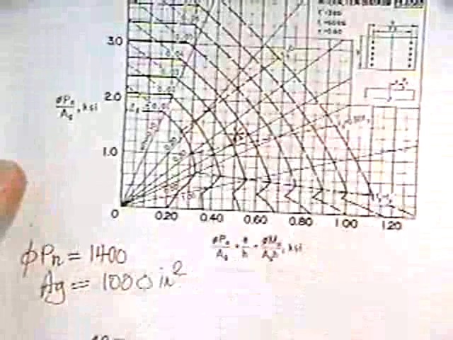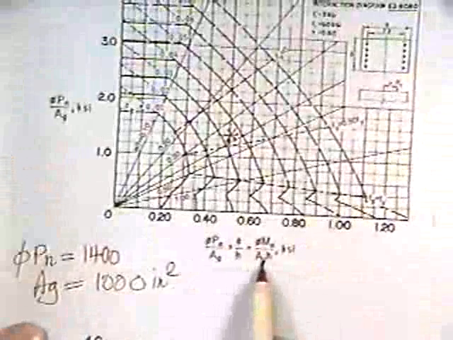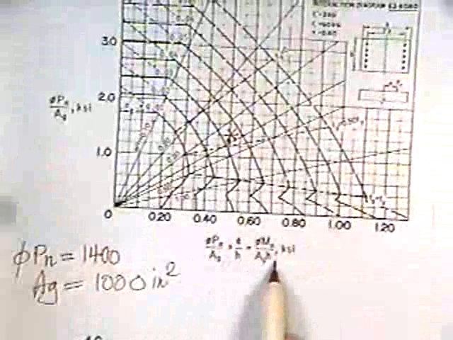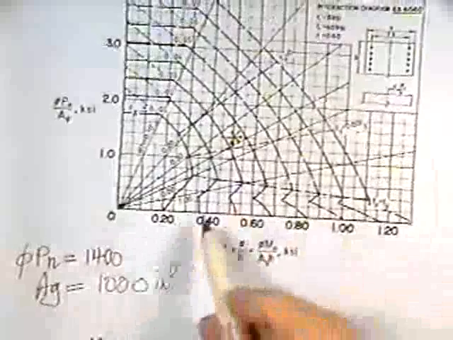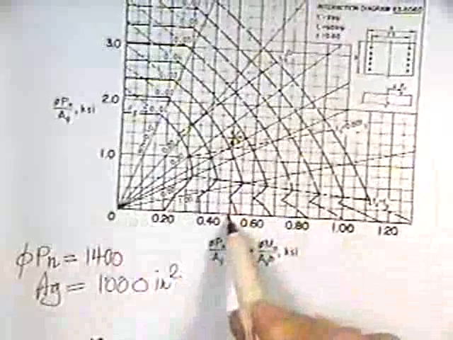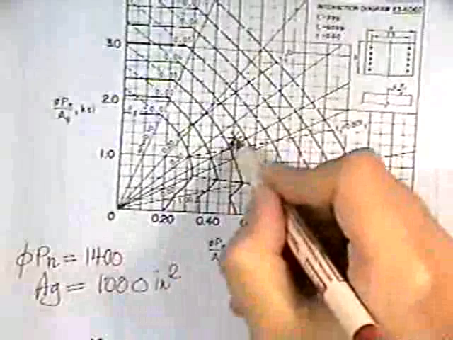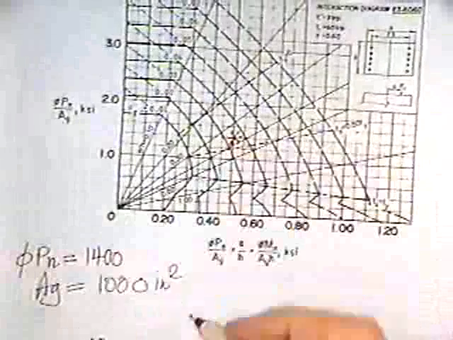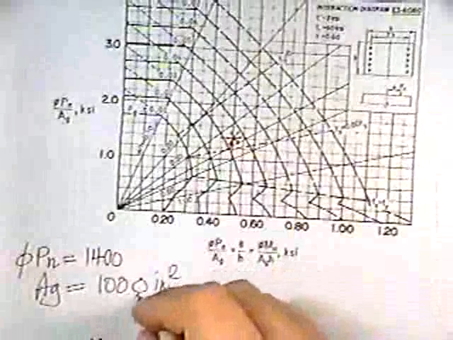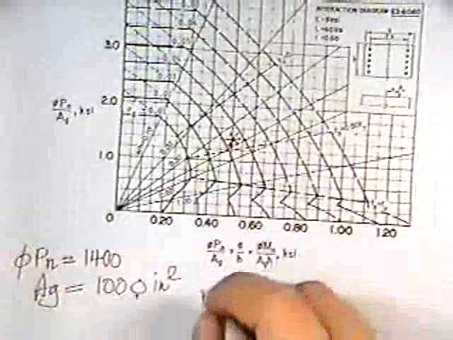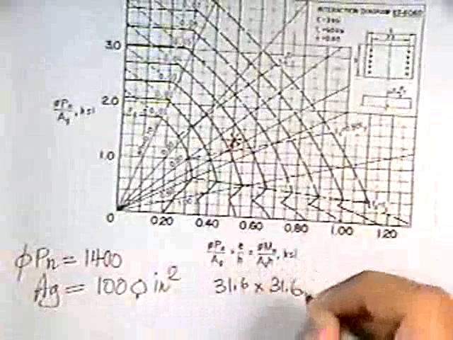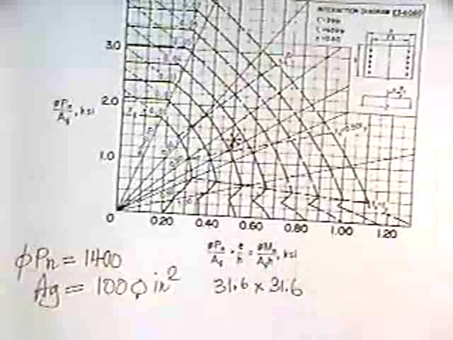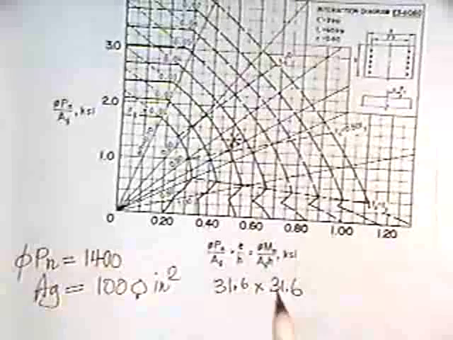Now, I also plug that AG onto the horizontal axis with H. If I assume it's square or rectangular, I have to assume an H, so I can come up with the horizontal axis. And then this intersects at this point. So now I picked out a shape. If it's square, take the root of 1,000, 31.6. So this is 31.6 by 31.6. That's the size of my column that I'm going to assume.